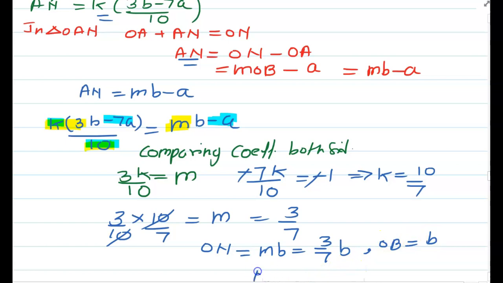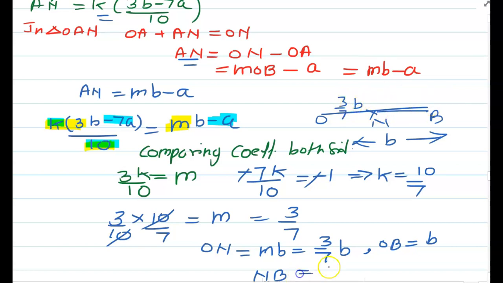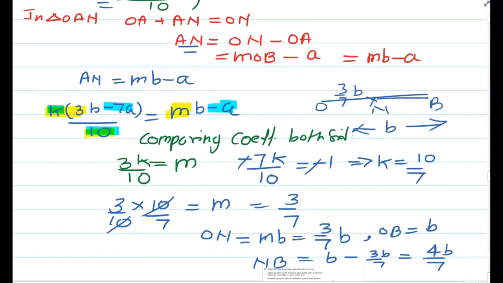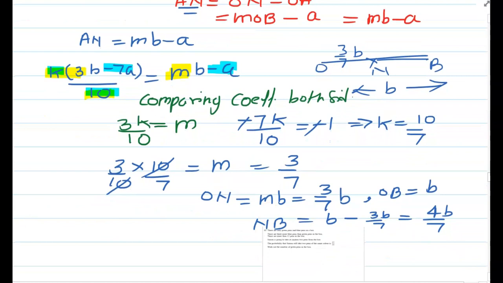So what about NB? Rest of the part, if this is line ONB, this whole thing is B. ON is 3 over 7 of B. So what about NB? From B you can take away this. So NB will be B minus 3B over 7, and that is 4B over 7. Okay, so 4B over 7.